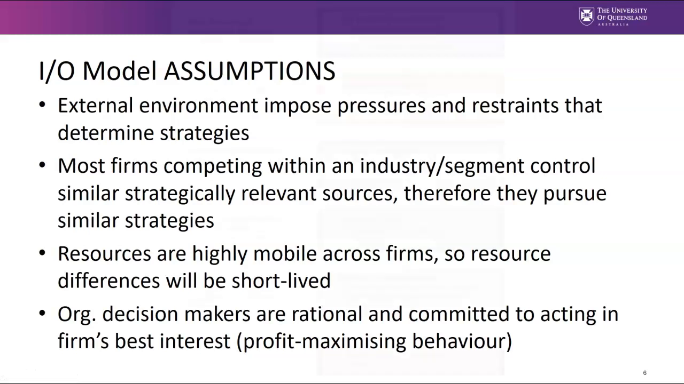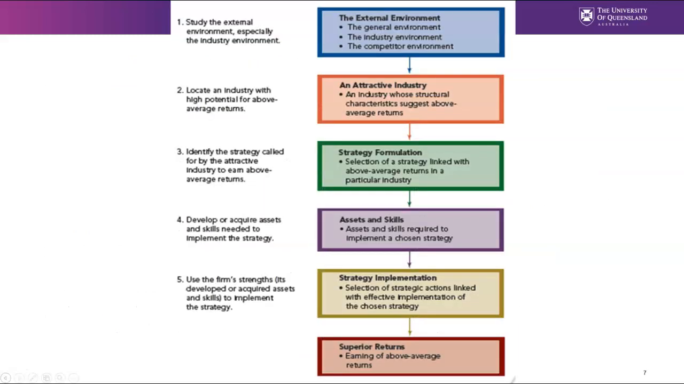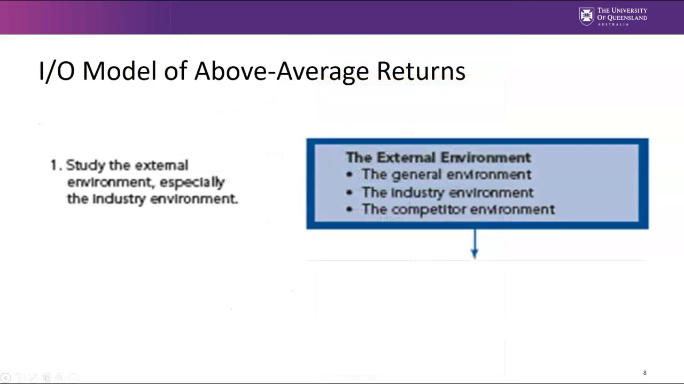So let's get on to an outline, an overview of the actual IO model. I'm just going to go through each one of these very briefly. First, when we're talking about this IO model, we're looking at studying the external environment, particularly the environment of the industry. The general environment is important, the competitor environment is important, but really it's the industry environment that we are dealing with.